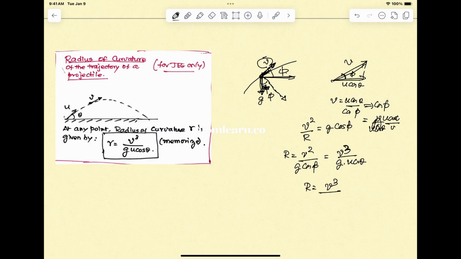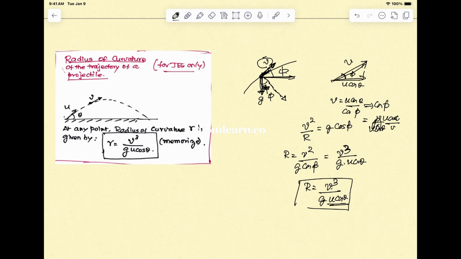The radius of curvature of the projectile at any point is the instantaneous velocity cubed divided by g u cos theta, where u cos theta is the horizontal component of projection, and g of course is the acceleration due to gravity. Therefore, this particular formula is important. This kind of question will come for JEE Main.